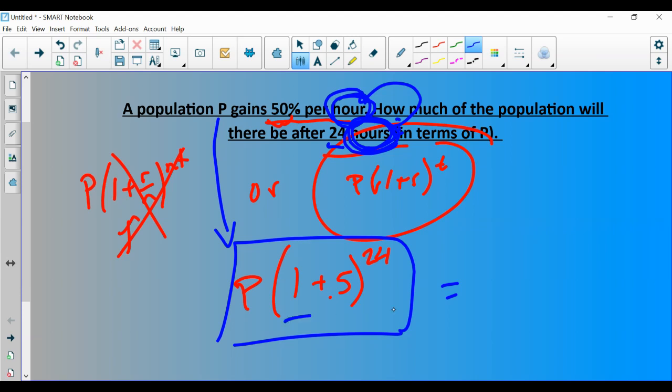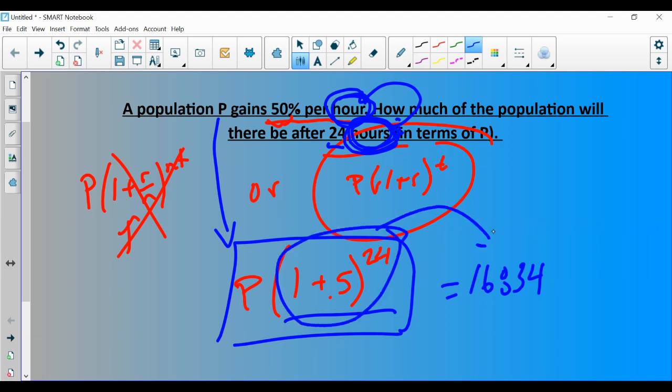So doing the math part of this, 1.5 to the 24th power is going to get you 16,834. That's this number, and we still have the p. So we started out with p, an unknown amount of a population. And because it was gaining 50% every hour, we know that by the end of the 24 hours, we're going to have 16,834 times whatever that p quantity was.